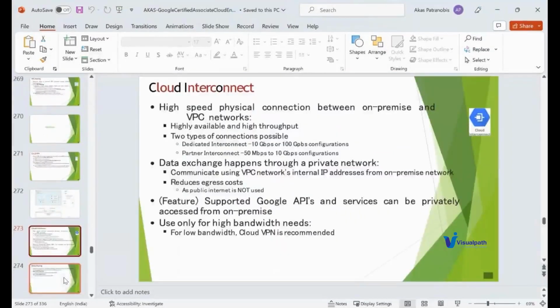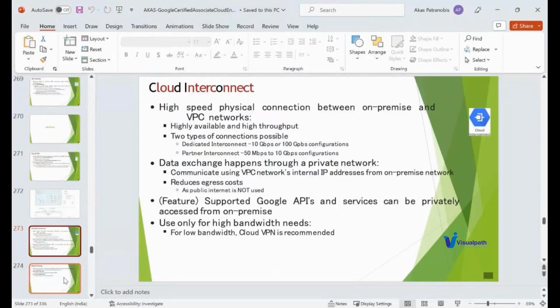Okay, the other part to this is cloud interconnect. What do I mean by cloud interconnect? It functions on the same fundamentals as cloud VPN, meaning it connects on-premise with your VPC network, but there's one good advantage that you get. These communications happen internally, only through your GCP network. It does not go out on the internet. So the entire traffic communication is established via your internal IP addresses.